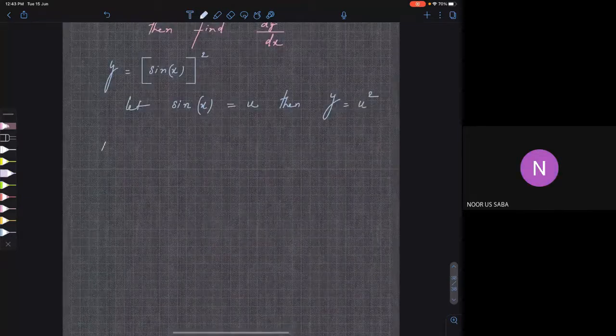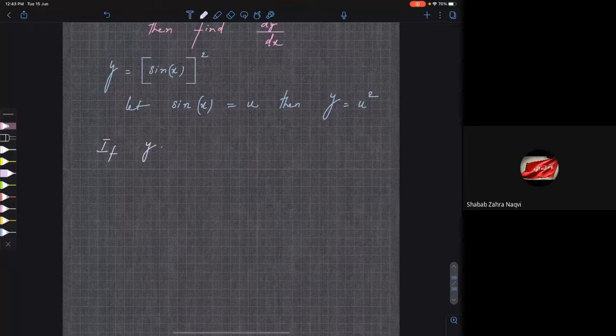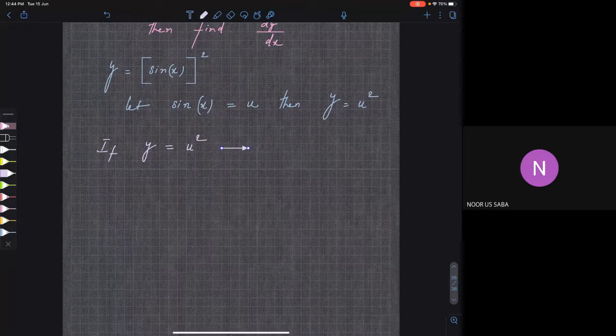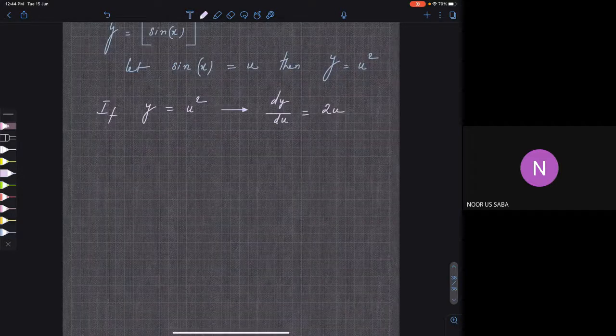Yes, sir. Now if y equals u square, then can I write dy by dx or should I write dy by du here? dy by du. Why? Because we don't have any x. So dy by du is how much? 2u. But do I need dy by du or do I need dy by dx?